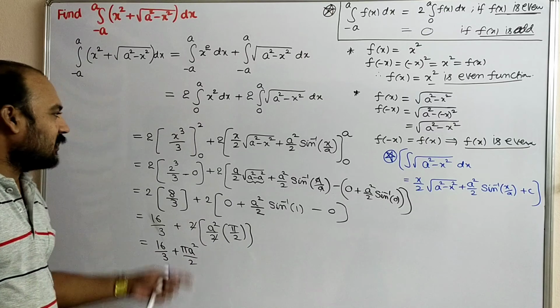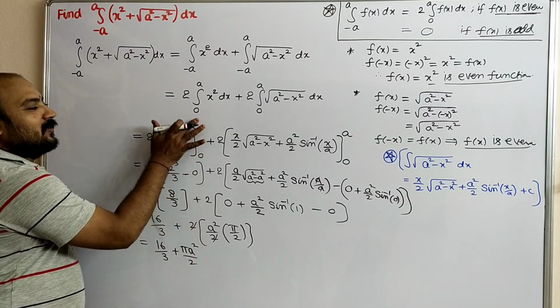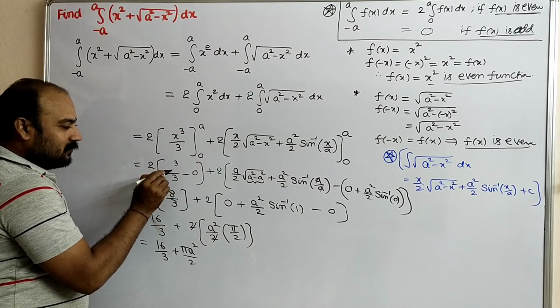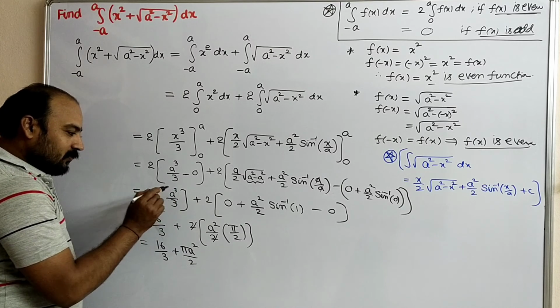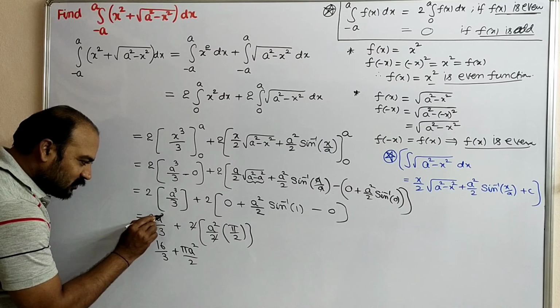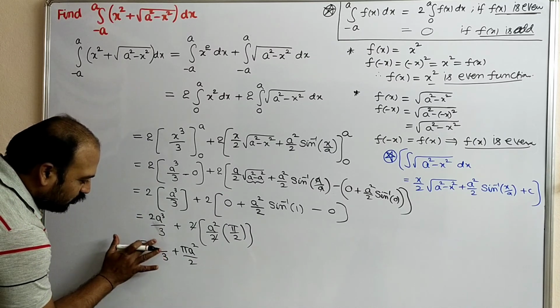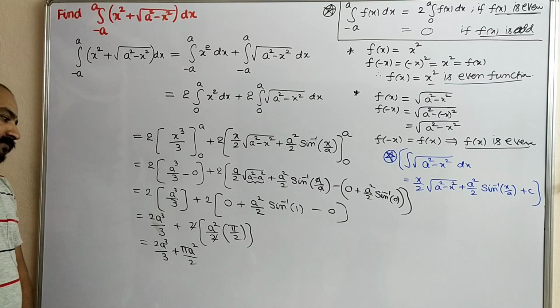Hello dear students, here I forgot to write a. It is 0 to a. So in place of 2, wherever 2 is there, you can replace it with a. So it becomes a cube. So it is also a cube. So 2a cube it is. That's what I am observing. So it is 2a cube by 3 plus pi by 2 into a square.